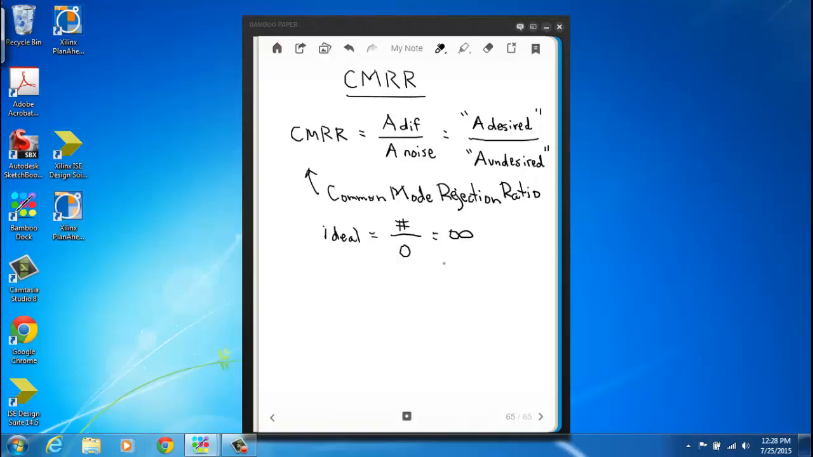Usually, though, it's measured in dB, which is a logarithmic scale. But for this course, for non-majors, I don't hold you to that scale. You can just express your CMRR as a number. And again, just know that in the ideal case it's an infinite value.